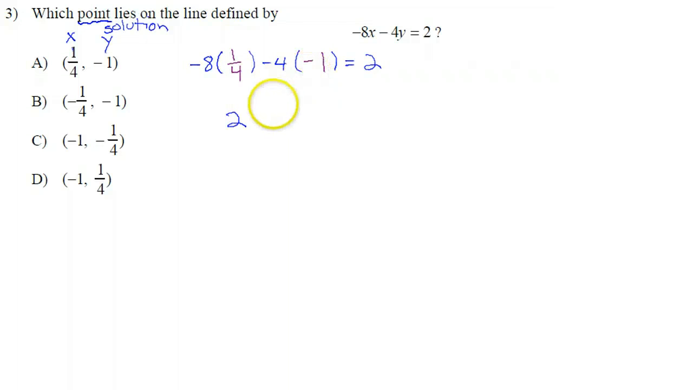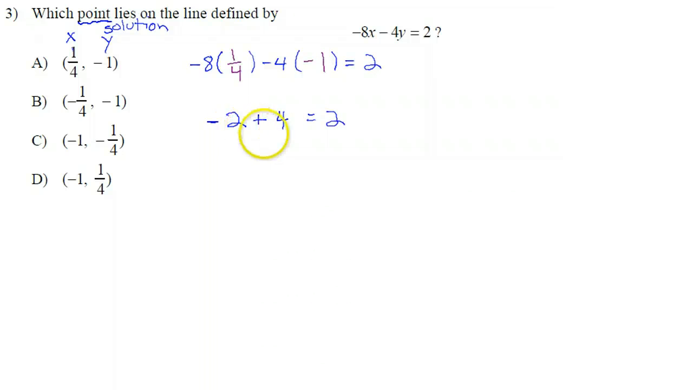So I'll try this one. Negative 8 times x minus 4 times y, so I'll leave spaces for x and y, is equal to 2. And let's see what happens. So here I'm going to take my x of 1/4, my y of negative 1, and plugging that in, let's see. So here, whenever we're multiplying, we could just multiply the top divided by the bottom. So negative 8 times 1 is negative 8, divided by 4 is negative 2. Negative 4 times negative 1 is, whoops, this is negative. And negative 4 times negative 1 is positive 4, is equal to 2.